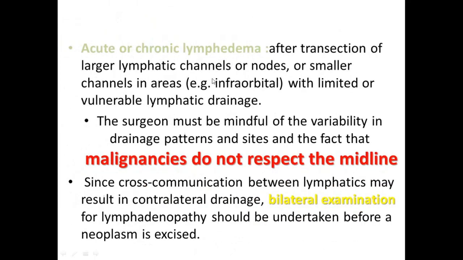So there are acute or chronic lymphedema, transection of large lymphatic channels of the node, smaller channel area. And this is some clinical significance of acute or chronic lymphedema: the accumulation of lymph because of section or damage to the lymph vessels. This will lead to accumulation of fluids, edema, or inflammation at the site of injury.